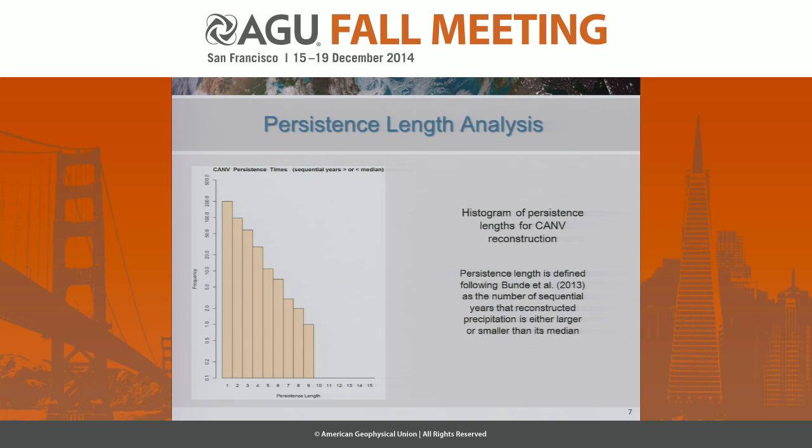This is an interesting characterization here. This is what's called a persistence length characterization. So persistence length was defined by Bunde et al. in a paper from last year where they asked some interesting questions.